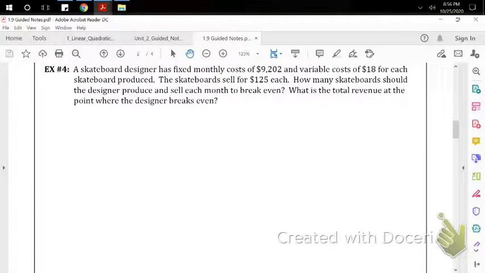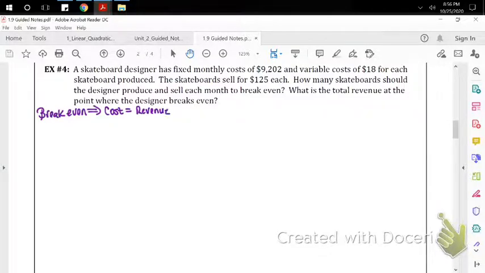Okay, in example 4, it said a skateboard designer has fixed monthly costs of $9,202 and variable costs of $18 for each skateboard produced. The skateboards sell for $125 each. How many skateboards should the designer produce and sell each month to break even? What is the total revenue at the point where the designer breaks even? Alright, so what does it mean to break even? That's where the cost is equal to the revenue.